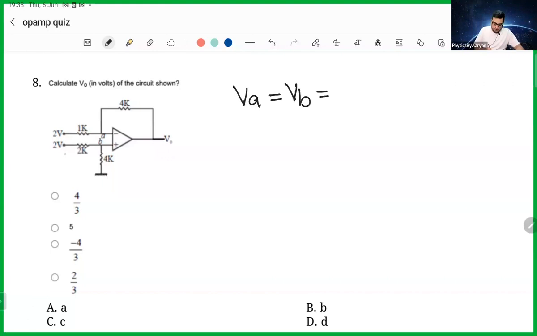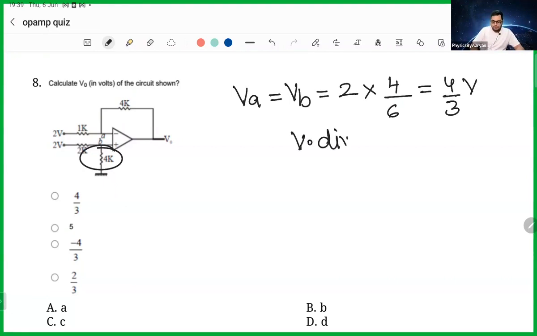So what is your total voltage here? Total voltage is 2, and it is divided between 2K and 4K. So you can say 4 by 2 plus 4, which is 6. So it will be 4 by 3 volt. For those who don't know what the voltage division rule is, this is the voltage division rule.